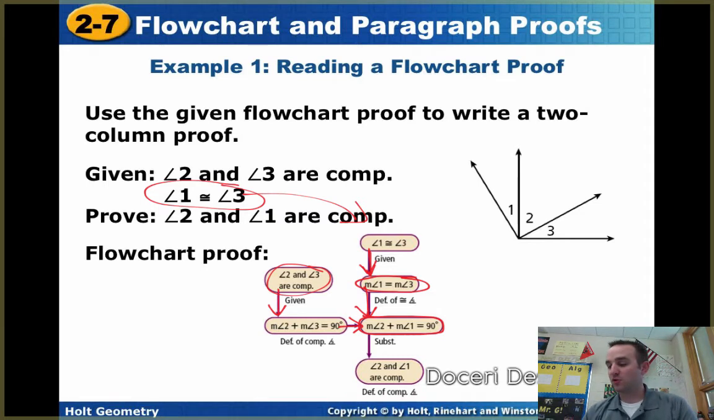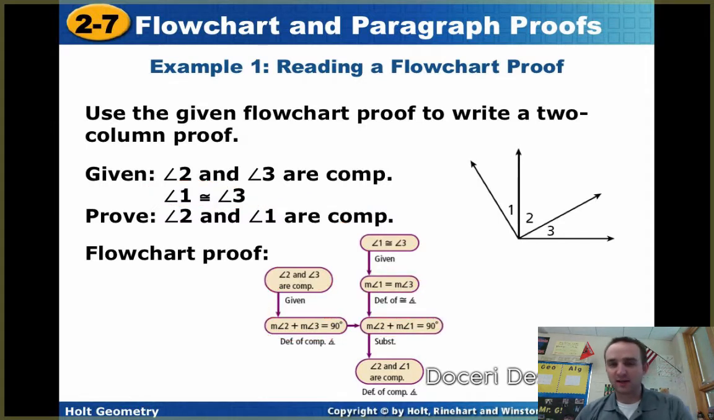I can't go straight from definition of congruent angles, measure 1 is equal to measure 3, to being able to say this whole thing. That doesn't make sense. And same thing, I can't jump straight from here to here. I need both of them to come together to form that.